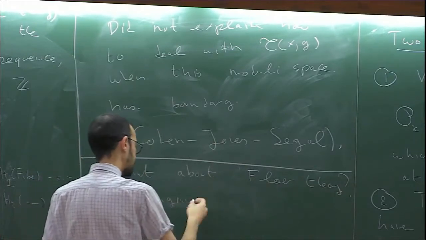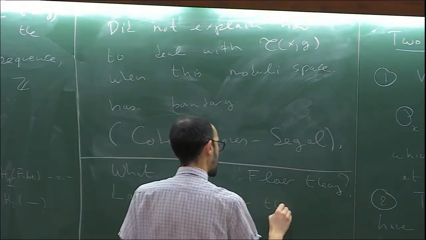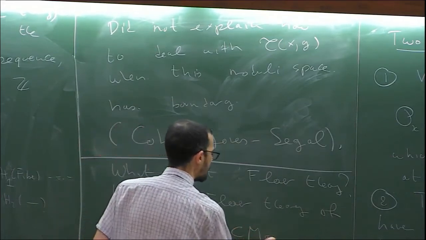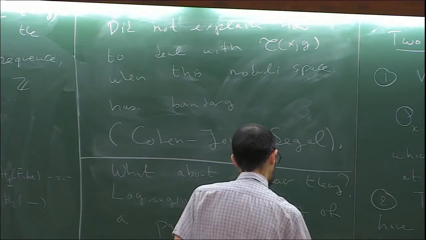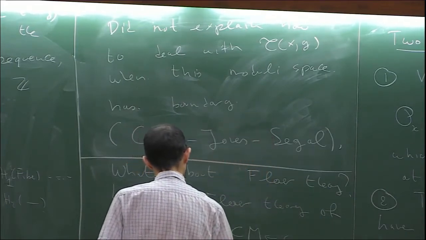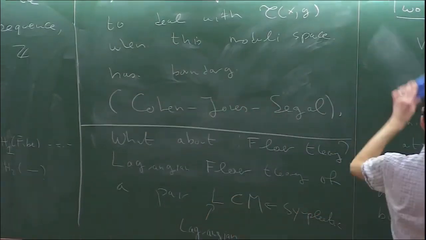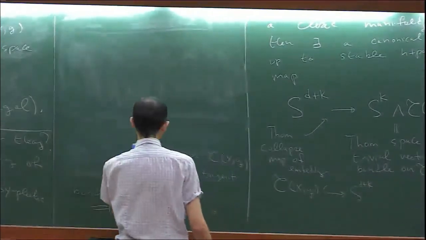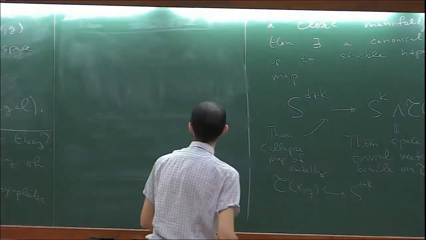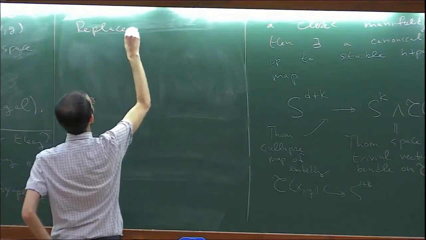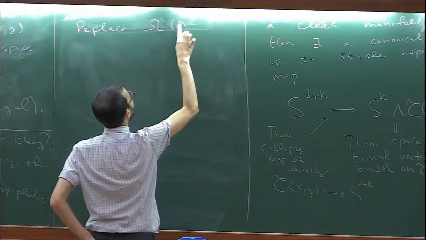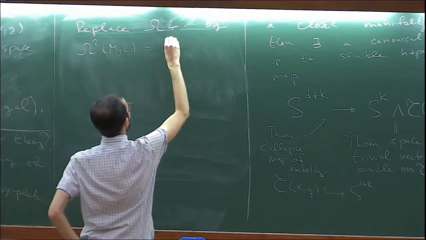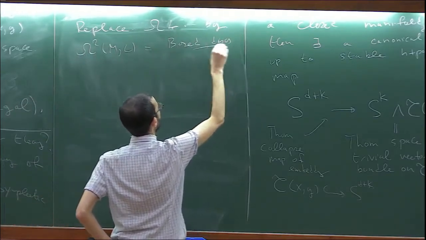We haven't talked much about it, but it is the Floer theory of a pair L inside M, where M is symplectic and L is Lagrangian. And what I've been trying to indicate is that the correct space to look at in that situation is not the space of loops, but the space of disks. So replace Omega M by the space of based disks.